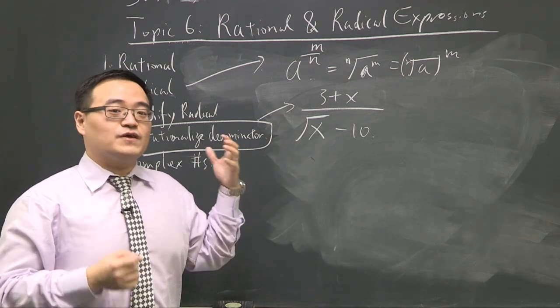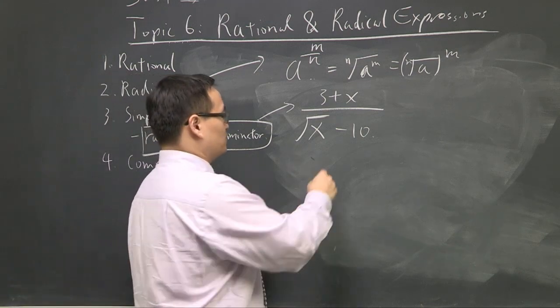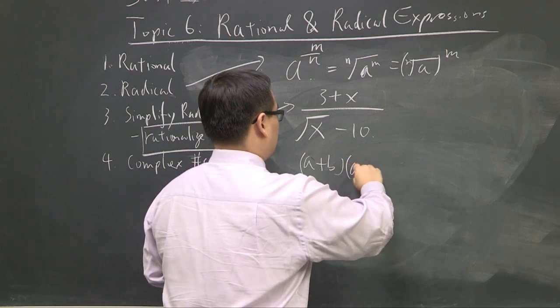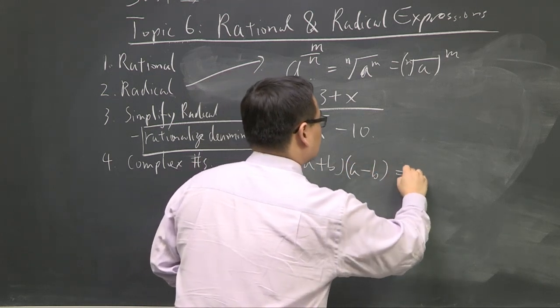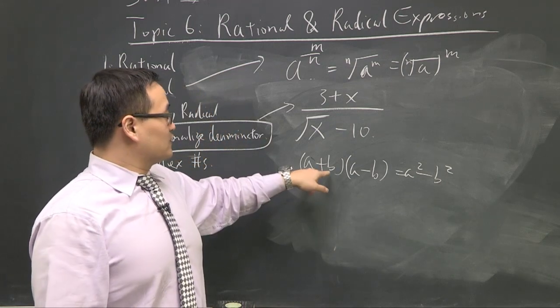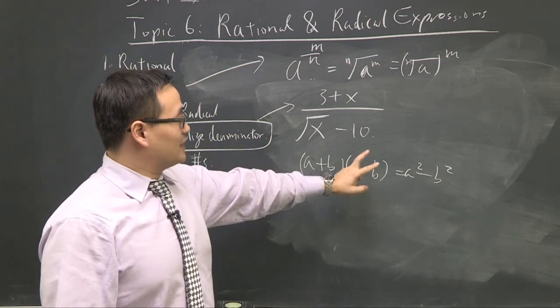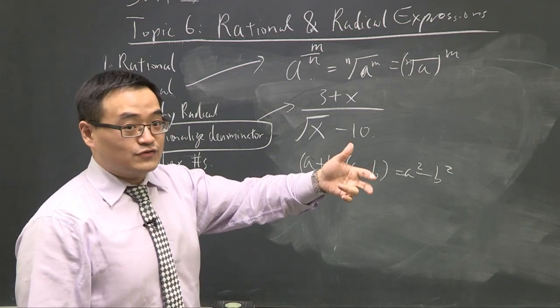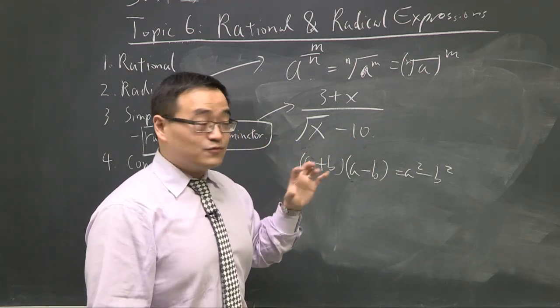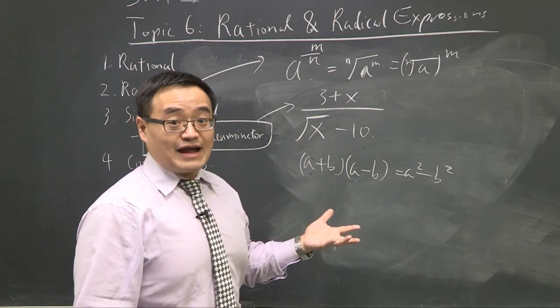Now, what is one thing we can take advantage of? Keep in mind this rule. Remember the difference of squares? If I have a plus b times a minus b, right? I can get a squared minus b squared. It simply means if I have two numbers adding and subtracting, and if I multiply them, I'll get the square. Why do I want to take the square into account in this case? Because if I do the square, I can get rid of, what is the square of a radical? I get rid of the radical, right?